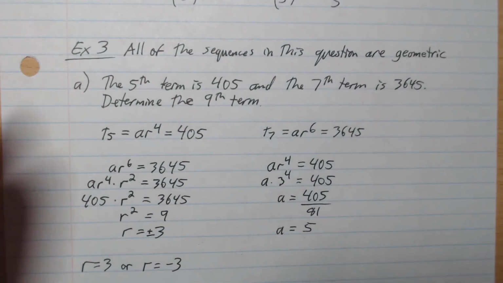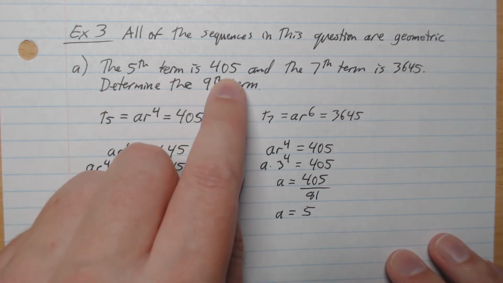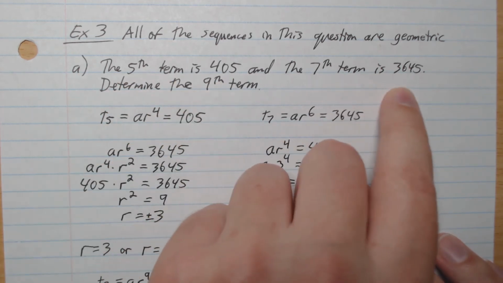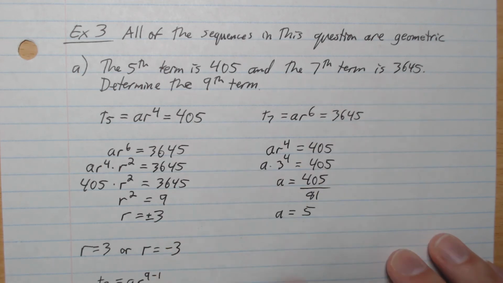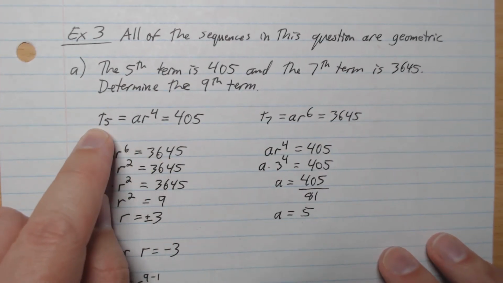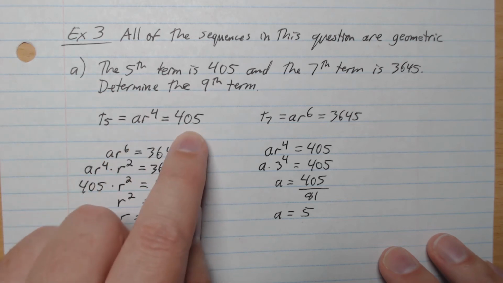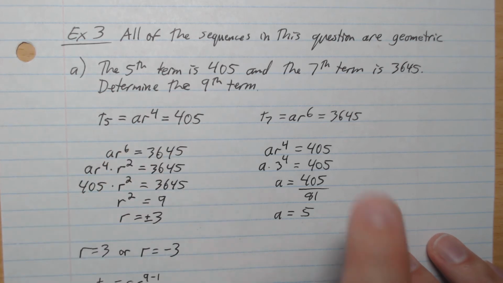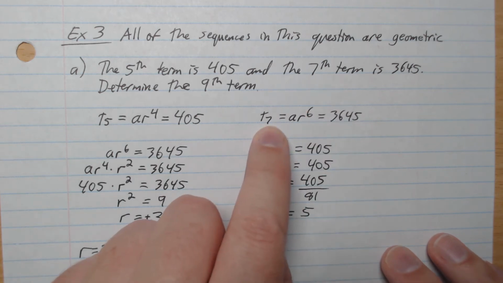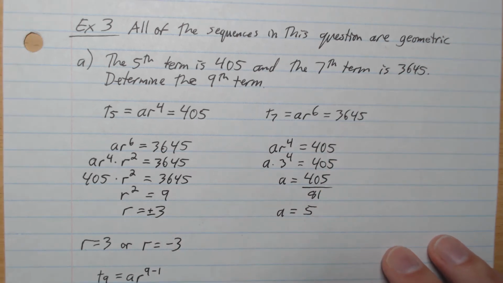Okay, example 3. All of the sequences in this question are geometric. So the 5th term is 405, and the 7th term is 3645. Determine the 9th term. So from this information here, we know that T5, the 5th term, is 405, so ar^4 equals 405. And we know from the seventh term that T7 equals ar^6 equals 3645, as such.